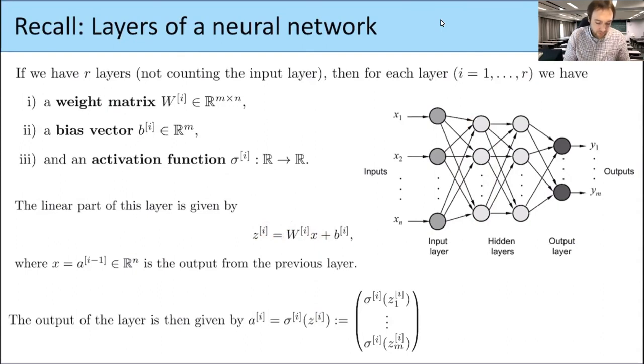And then the output of this layer, which we denote by A, is given by applying the activation function to each entry of this linear part. This notation I will also use later. If we have this activation function, which is usually from R to R, I will also use this notation of applying this function to a vector, by which we mean just applying it to each entry of this vector. Yeah, so there are a lot of letters, W, B, sigma, Z, and A, but I hope it's clear how they are related to each other.